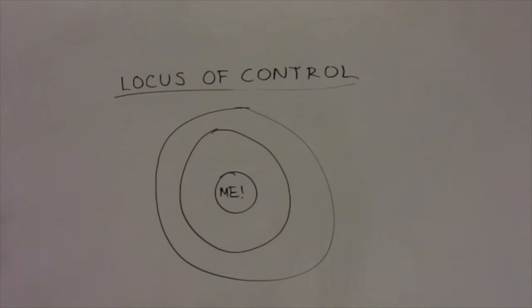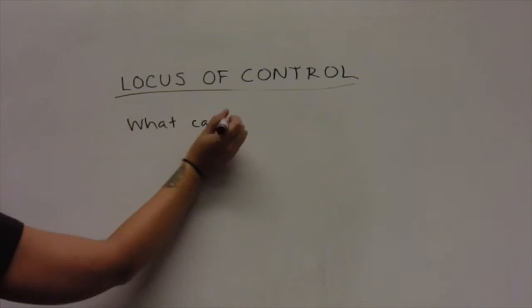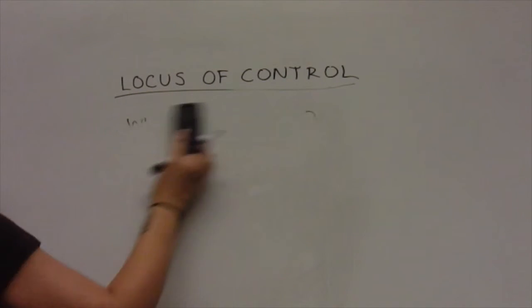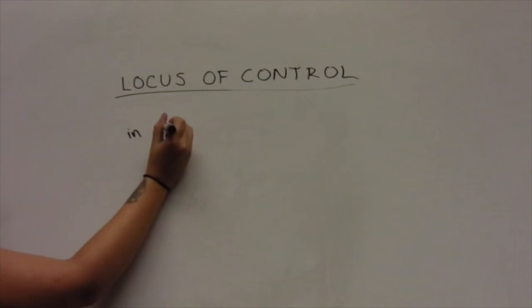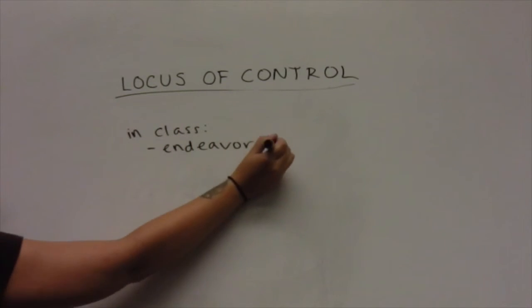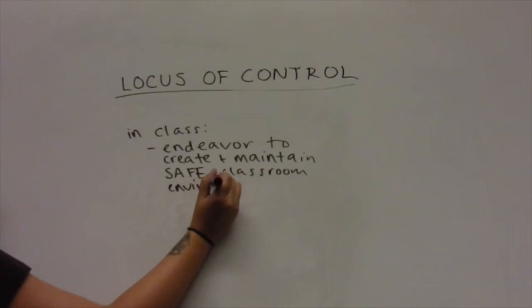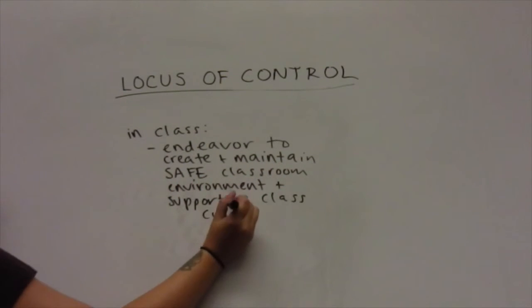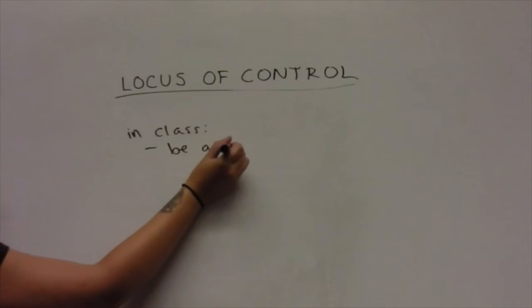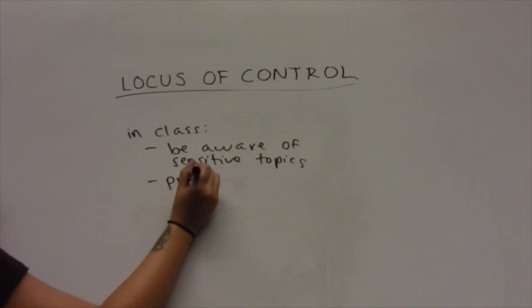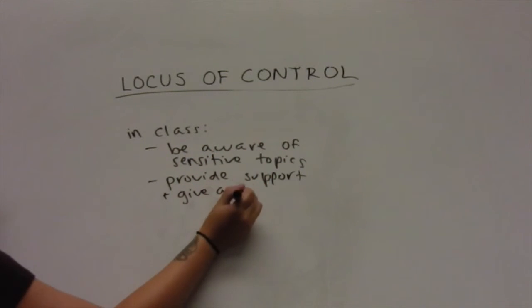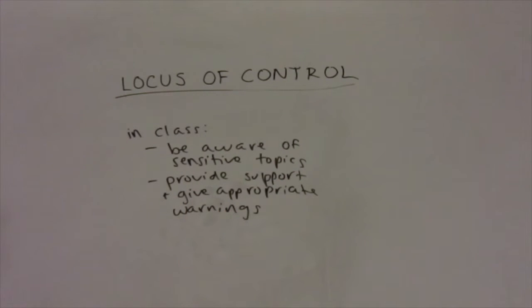Because, of course, addressing trauma and supporting my students starts with me. What can I do and what will I do? In my classroom, I will endeavor to create and maintain a safe environment and culture of support. I will try to be aware of any potentially sensitive topics, pay attention to verbal and nonverbal cues from students when I touch on one of those topics inadvertently, provide support, and give advance warnings for triggering materials.